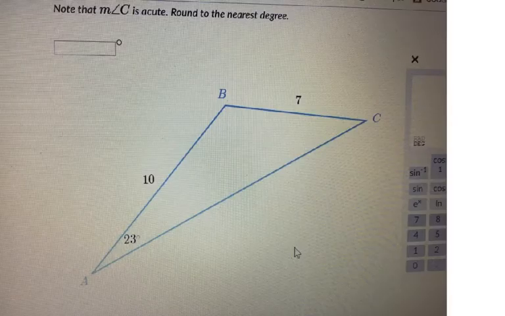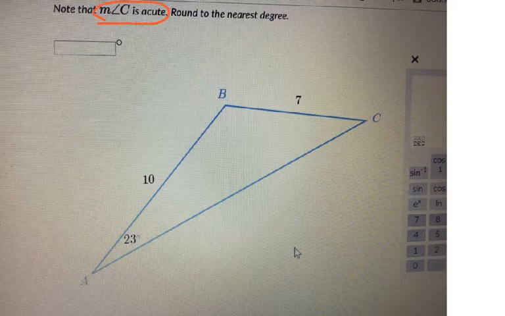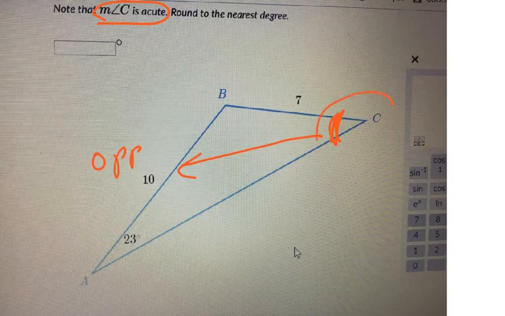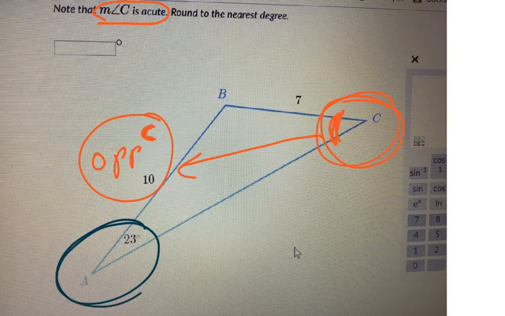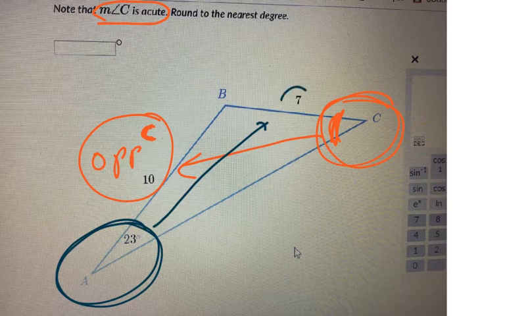Let's get started. So, for example, on this one, do you agree they want us to find angle C, which is over here? So I'm marking angle C. Notice how the 10 is opposite of the C. This is going to be what they call my little c, because it's opposite big C. And then look down here. Big A, angle A is 23. Opposite of it is the 7. That's going to be my little a. So little a is always opposite big angle A, and little c is always opposite big angle C.